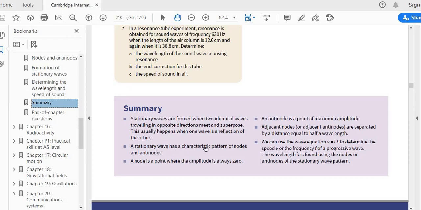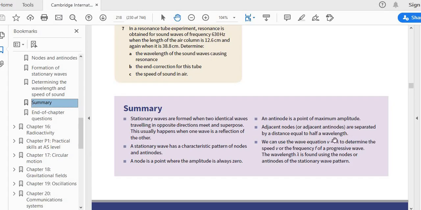A stationary wave has a characteristic pattern of nodes and antinodes. A node is a point where the amplitude is always 0. I mentioned this. And an antinode is a point of maximum amplitude. Adjacent nodes or adjacent antinodes are separated by a distance equal to half a wavelength.